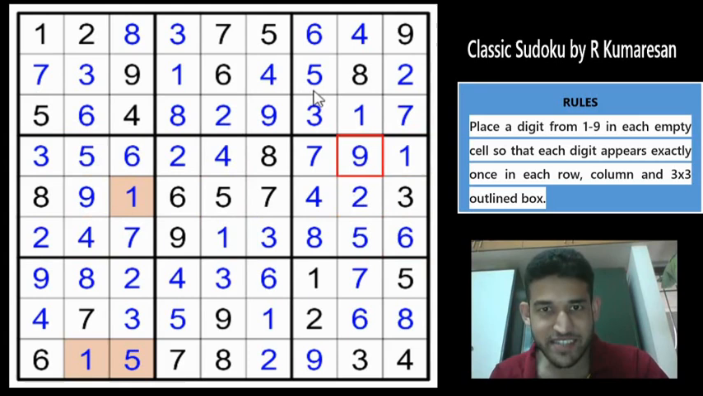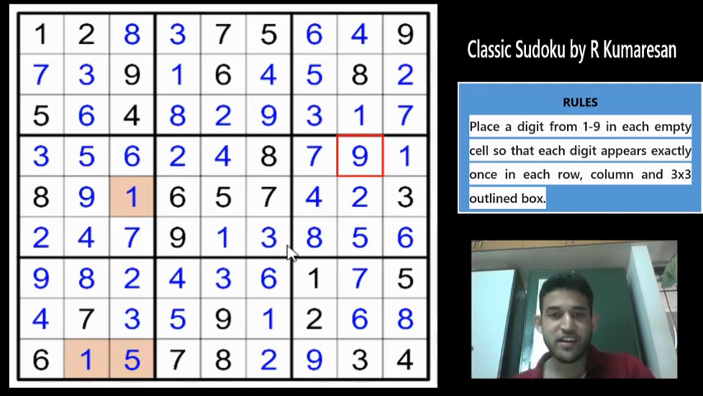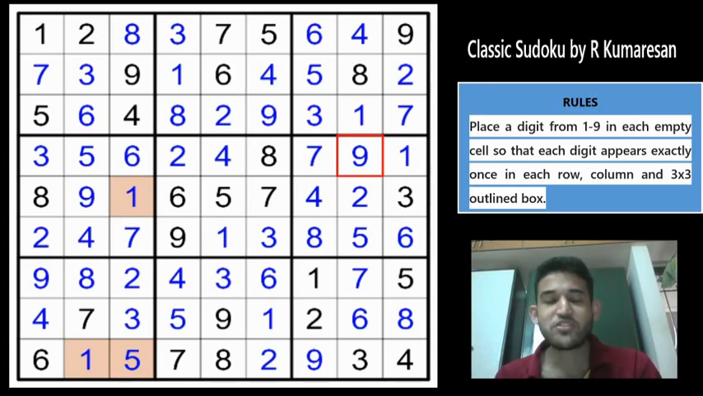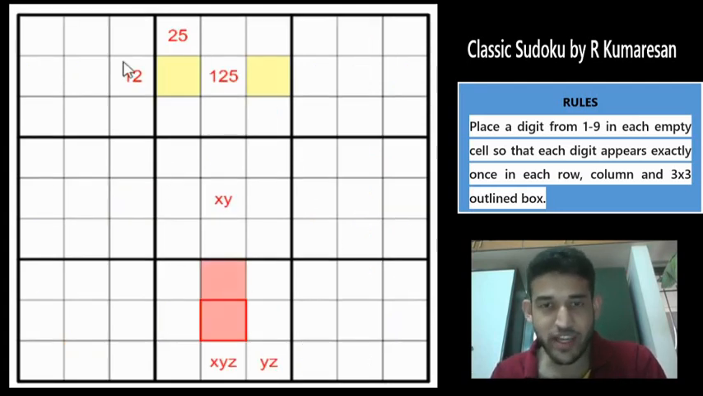Let me check if the classic is correct. Yeah, it seems correct. So because of this XYZ wing that we used in these three cells, the very hard classic became easier just like that. So I hope you understood this technique of how the XYZ wing works. This is basically the pattern that you need to look for across either two adjacent boxes or different boxes.